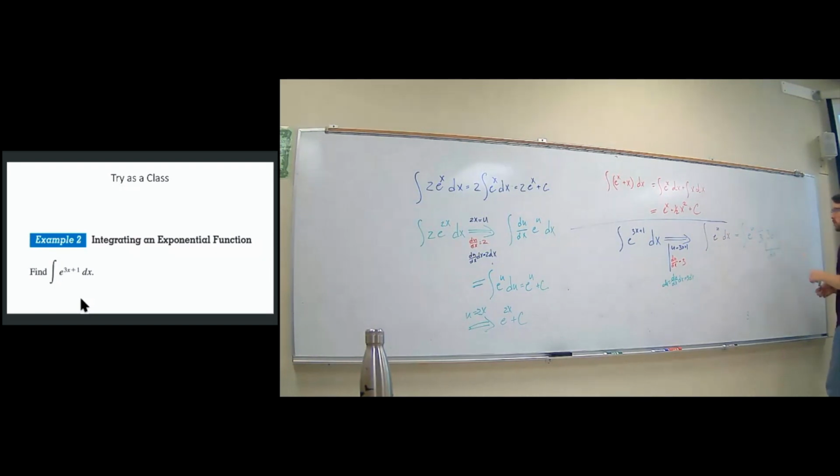And I can rearrange all of this now to say this is the integral of 1 over 3 e to the u du, or 1 over 3 the integral of e to the u du, or 1 over 3 times e to the u plus a constant, but u is equal to 3x plus 1. So this is 1 over 3 e to the 3x plus 1, all that plus a constant.